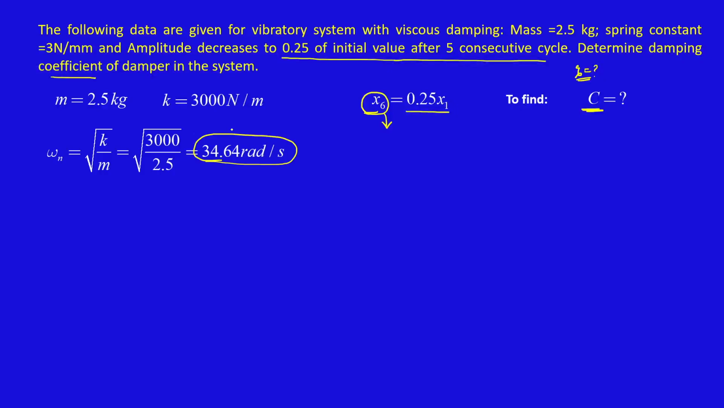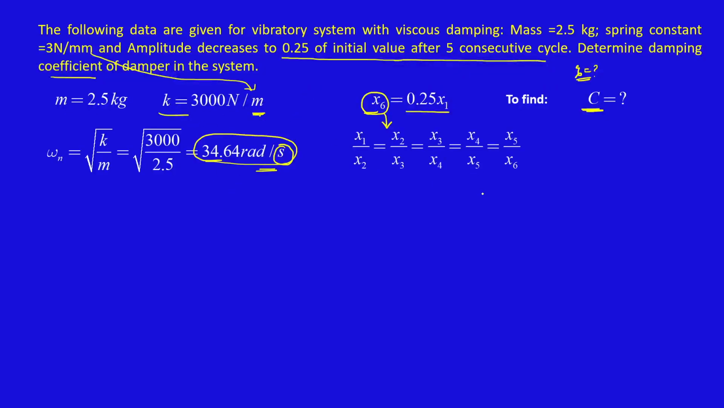There is a reason why we should convert mm into meter: the unit for natural frequency is radian per second. So whenever there is a second in the unit, the equivalent value is meter, not mm. So whenever you put the K value, you have to substitute it in Newton per meter. K means spring constant.